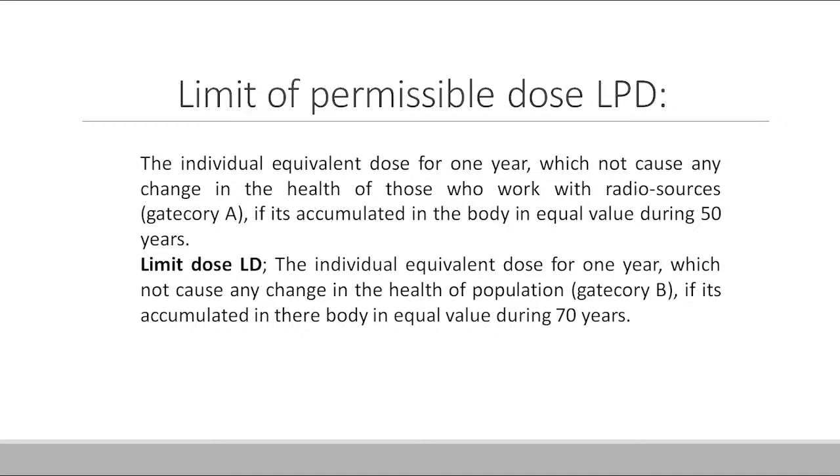Limit of permissible dose. The individual equivalent dose for 1 year which does not cause any change in the health of those who work with radiation sources, category A, if it is accumulated in the body in equal value during 50 years. Limit dose: the individual equivalent dose for 1 year which does not cause any change in the health of the population, category B, if it is accumulated in their body in equal value during 70 years.